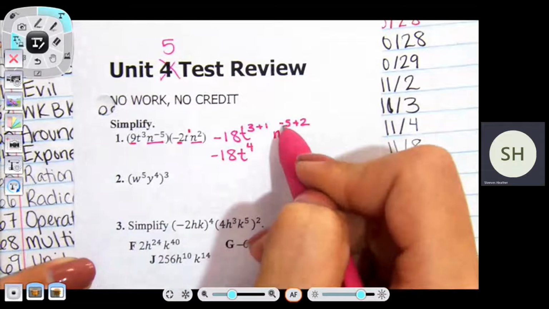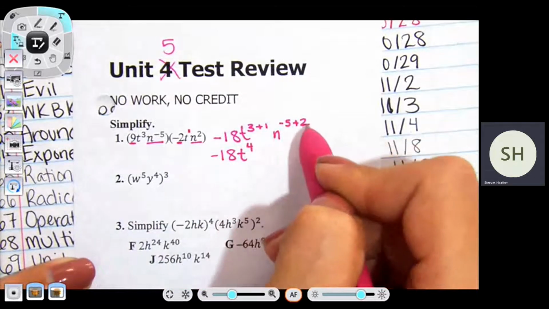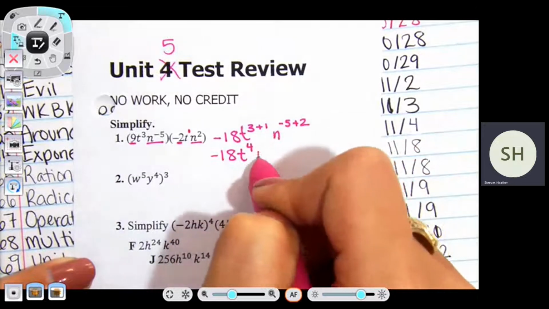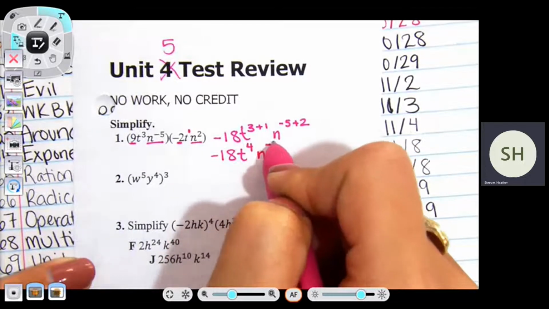And then I have -5 plus 2, which is n to the -3rd exponent.